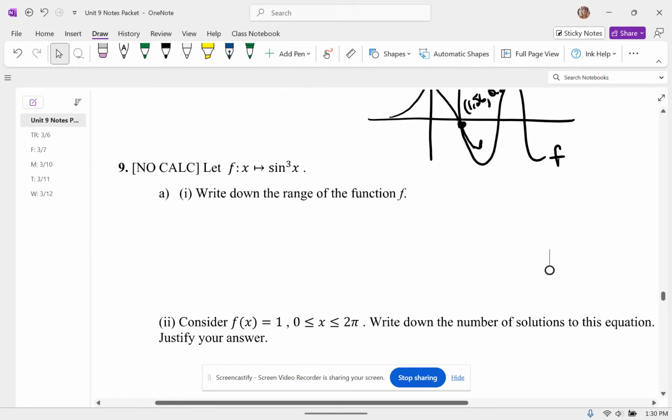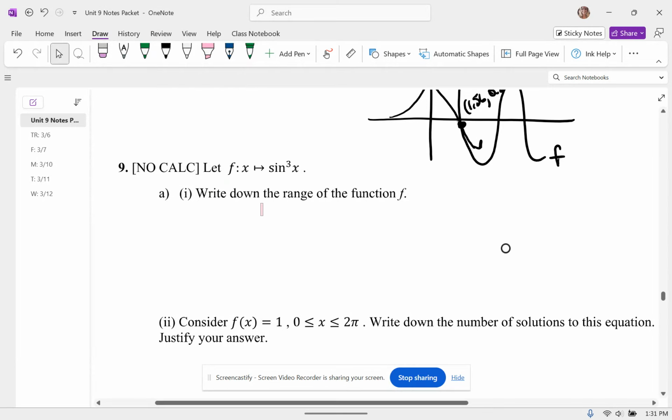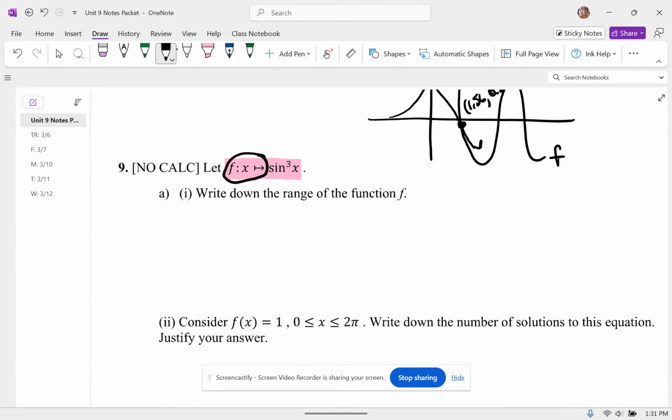All right, let's look at question 9. Do you see this notation here? Sin x. So it's like operator notation. This is literally the same thing as that. Don't get freaked out, okay?